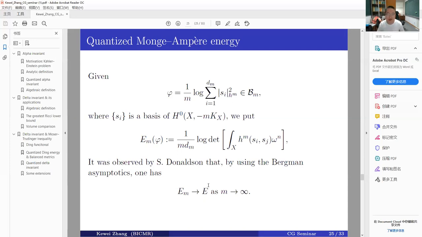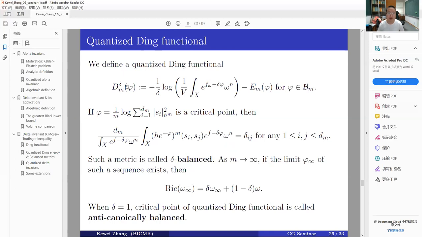And using this, you can define this quantized Ding functional. Again, in the original definition of the Ding functional, we just replace this Monge-Ampère energy by this quantized version. And then this functional is defined on the Bergman space. A key point here is that this Bergman space is finite dimensional. So in the Kähler-Einstein problem, we are doing analysis in an infinite dimensional space, but the quantization approach just says that we can use a finite dimensional object to approximate this infinite dimensional thing.